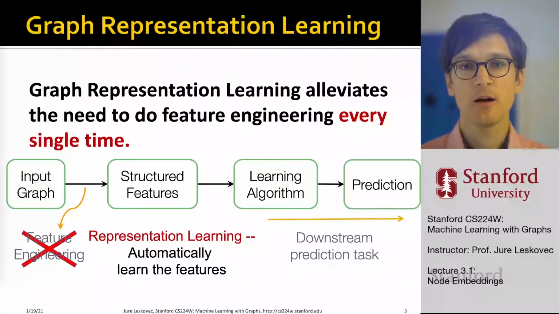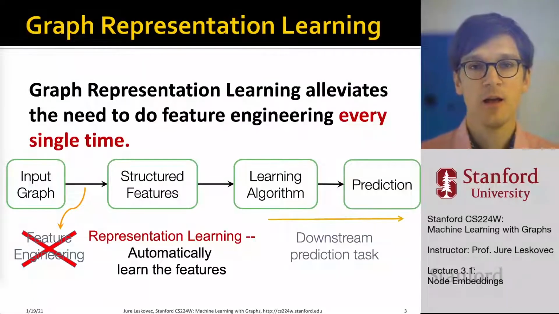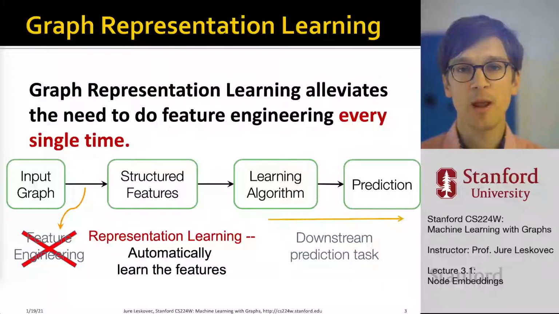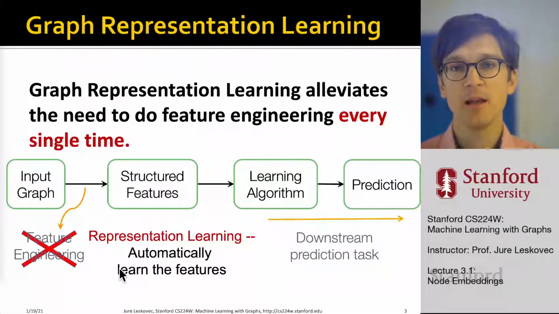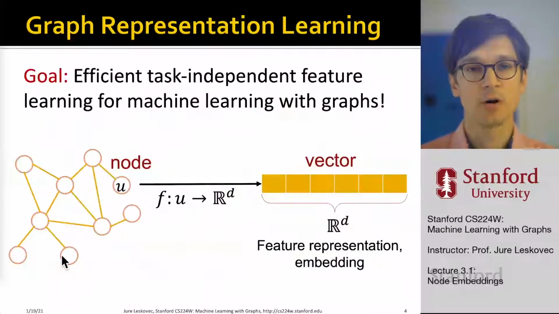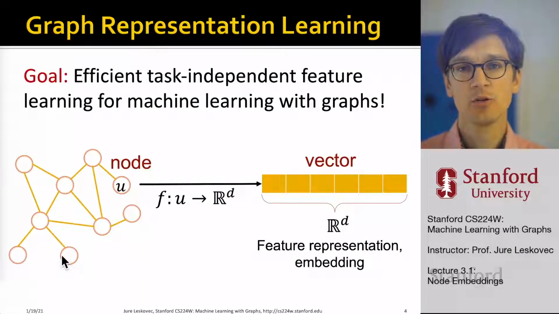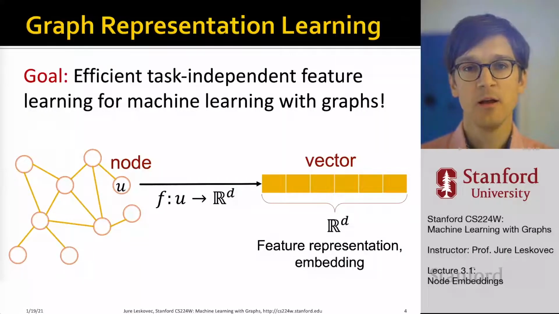So the idea behind graph representation learning is that we want to alleviate this need to do manual feature engineering every single time, for every different task. And we want to automatically learn the features, the structure of the network that we are interested in. And this is what is called representation learning, so that no manual feature engineering is necessary anymore. So the idea will be to do efficient, task-independent feature learning for machine learning with graphs.